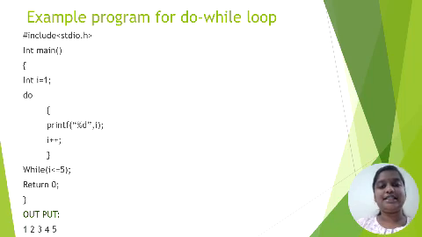This is the example program for the do while loop. #include <stdio.h>. It includes the standard input and output library for printf. The statement inside the do block executes first, then the condition i <= 5 is checked. Since the check happens after the execution, the loop runs at least once. Output: 1, 2, 3, 4, 5.